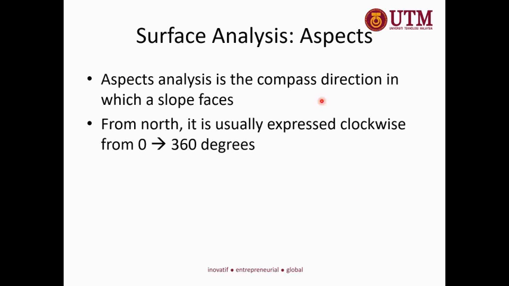Okay, the second one is the aspect. Aspect analysis is the compass direction in which a slope faces. It means which direction a certain area faces. Is it north, south, east, west, or maybe others? North is usually expressed clockwise from 0 to 360 degrees.